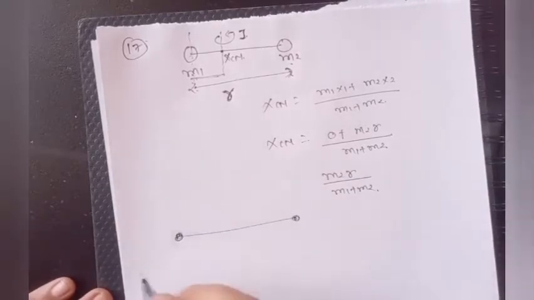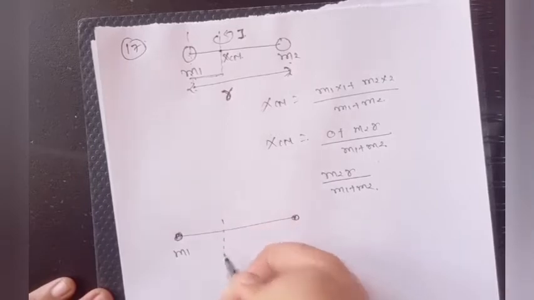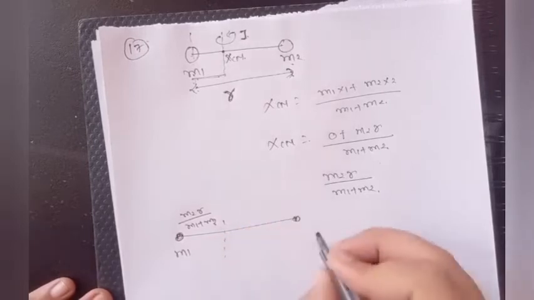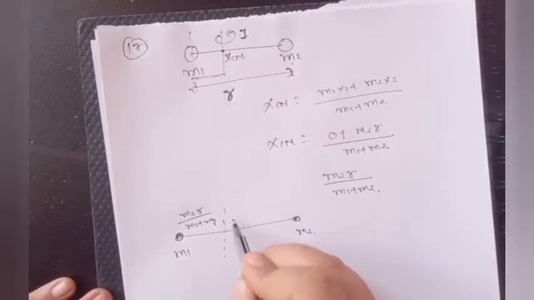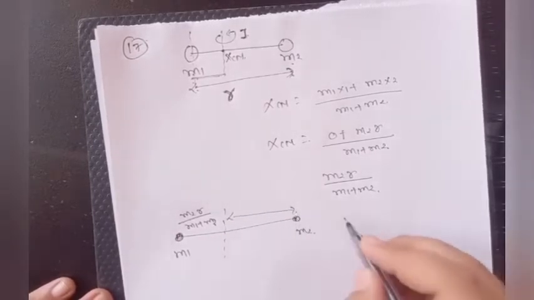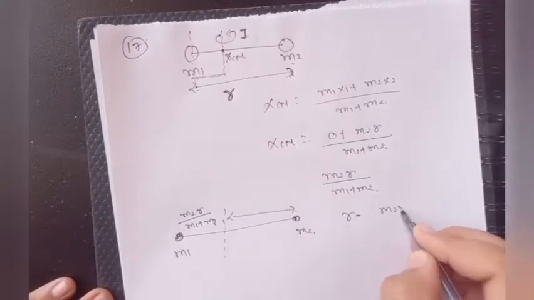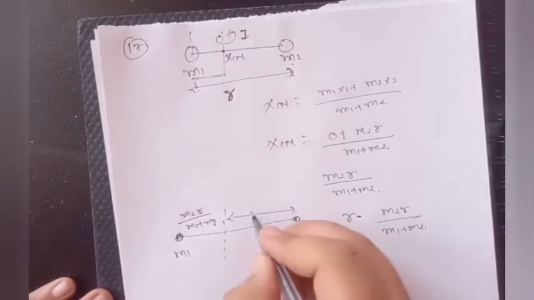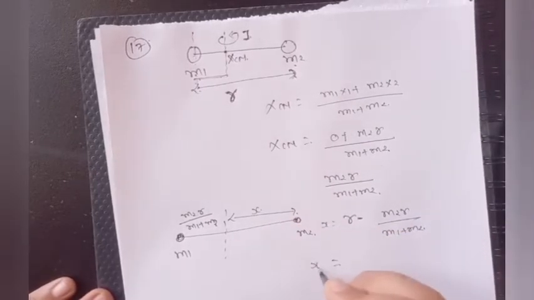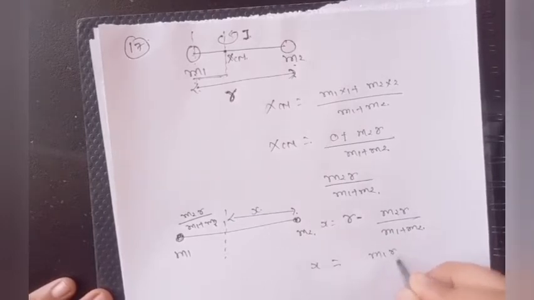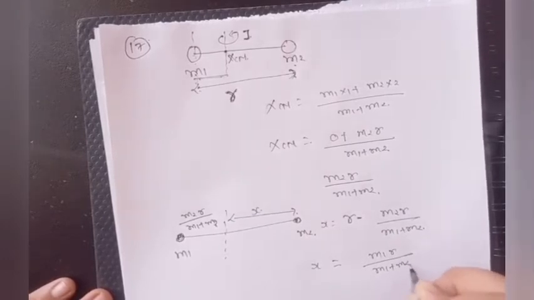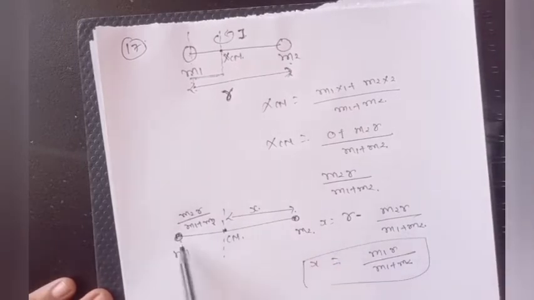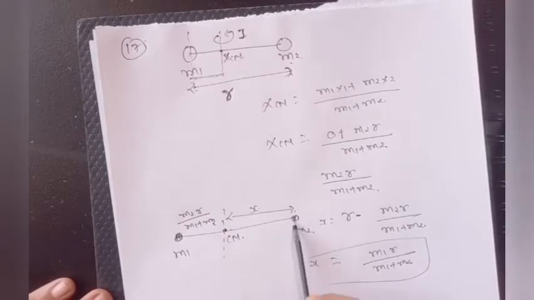We can redraw this diagram. For m1, this distance is m2r upon (m1 plus m2). This is m2. So this distance will be r minus m2r upon (m1 plus m2). Simplifying this, let's say this distance is x. So x is equal to m1r upon (m1 plus m2). Now we have found the position of center of mass and distance of m1 and m2 from center of mass.